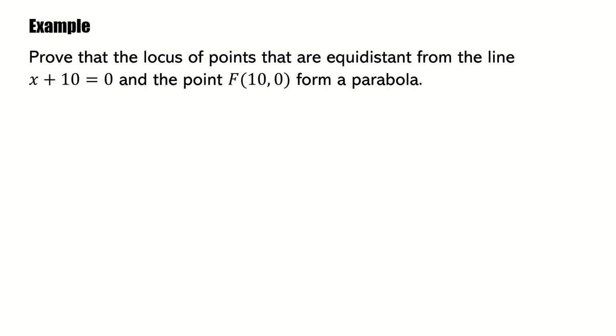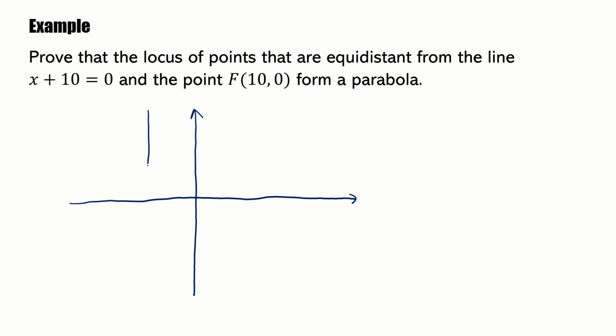Cool. Things to note. First of all, it's always a good idea to draw diagrams. So to kick things off, we've got some axes drawn without a ruler, which is me giving a terrible example to you. You should always draw diagrams with a ruler, preferably. But anyway, we've got the vertical line x plus 10 equals 0, which goes through the x-axis at minus 10. And then we've got the point (10, 0), which is there.